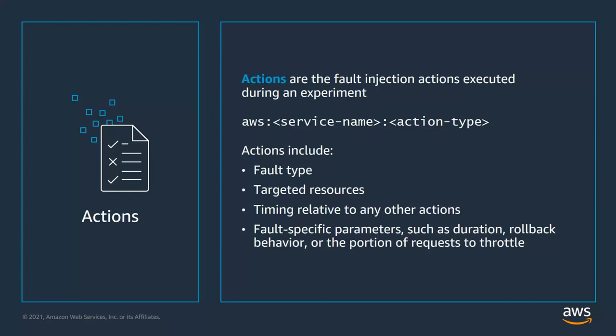So you can see my screen, hopefully, again. And the actions, as I said, those are the actions that we will inject, the faults that we will inject when we're running an experiment. And they contain the fault type, the duration we want to run it for, the resources that we're targeting, and timing relative to other actions, for instance, but also rollback behavior for specific fault types or action types.